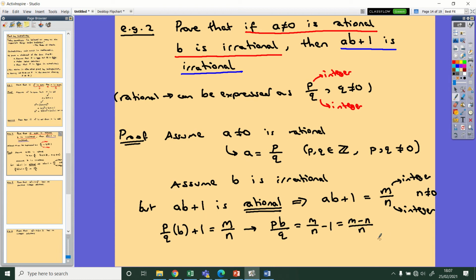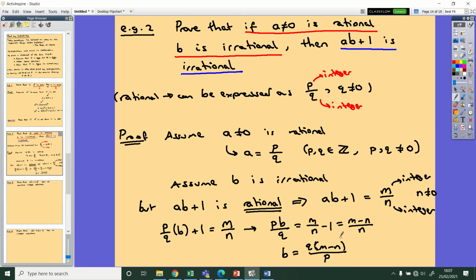Now I'm going to quickly solve for B. So B is P lots of this, M minus N. And on the bottom, I'm going to divide by, sorry, I've got that wrong, haven't I? This is meant to be Q on the top because Q was on the bottom over there. Q goes there. P comes underneath, so now we've got this. So we've rearranged and we've shown B in this form over here.